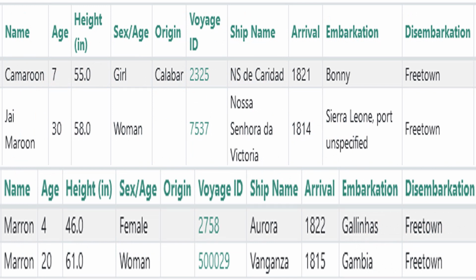We're going to start off looking at the name Maroon. Now this is interesting because Maroon is a name given to a collective of people. The name is supposed to coincide with individuals who escaped slavery in the Americas. You see here that the origin for one individual named Cameroon was Calabar, and then you see a number of embarkation sites. What's interesting is you have one embarkation site, which is Sierra Leone. You also have the Gambia. But ultimately, the disembarkation is in Freetown. Now, what's not clear is why Maroons would be on slave ships moving between African ports when the theory is that the Maroons were in the Americas.